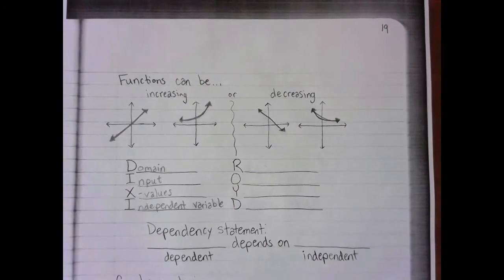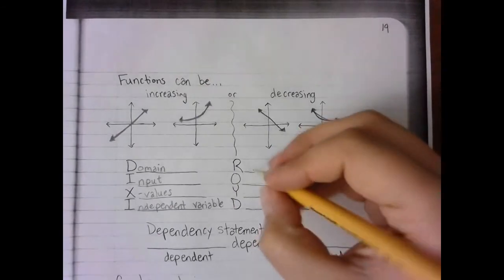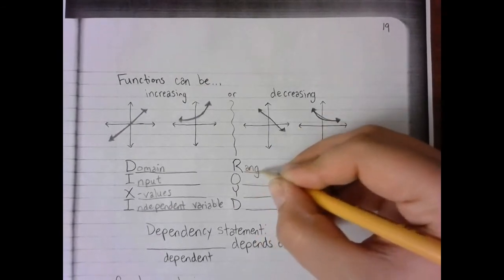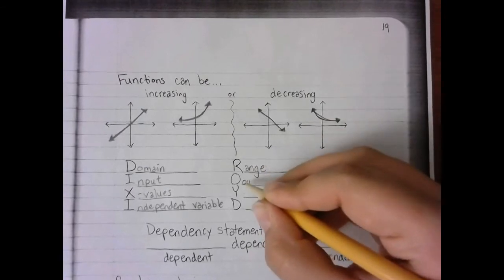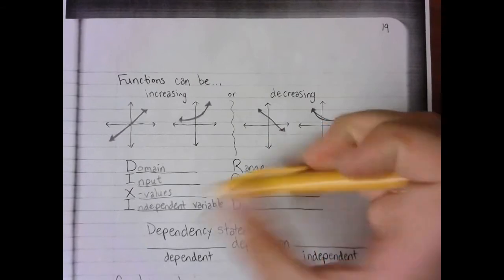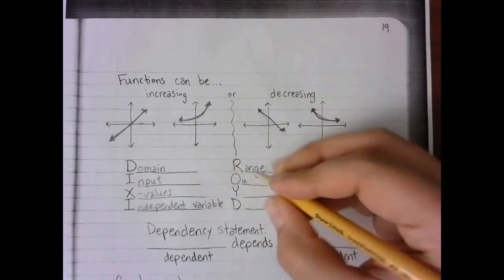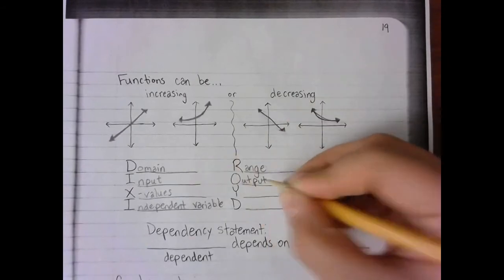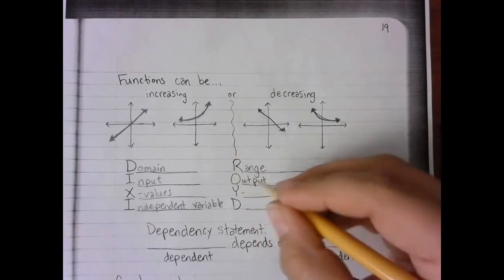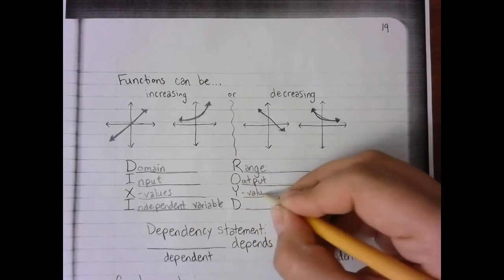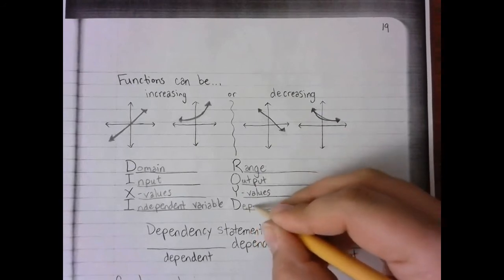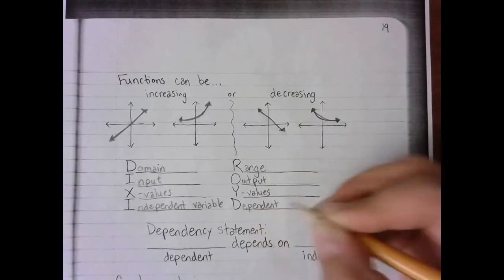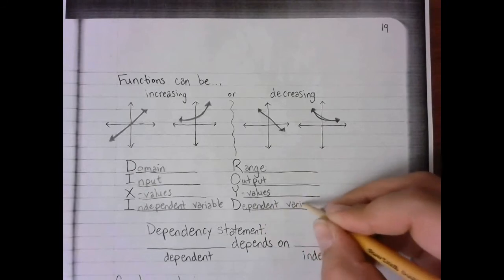Okay, our other word, that's how we remember the range, what's associated with the range. The range is associated with the output. Oops, I have too many O's, don't I? Aha, not output. Output, there we go, that's much better. And that's going to be our y values. And finally, our y values are the dependent variable.